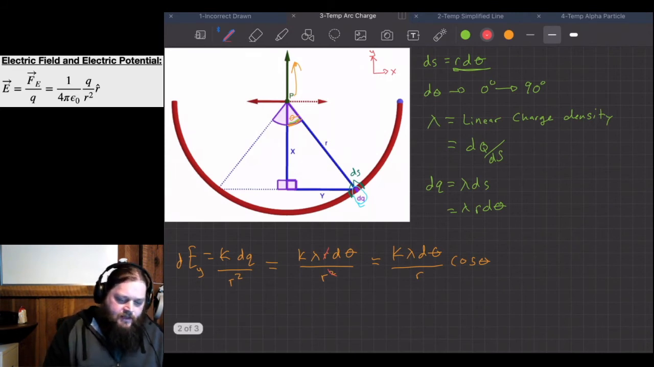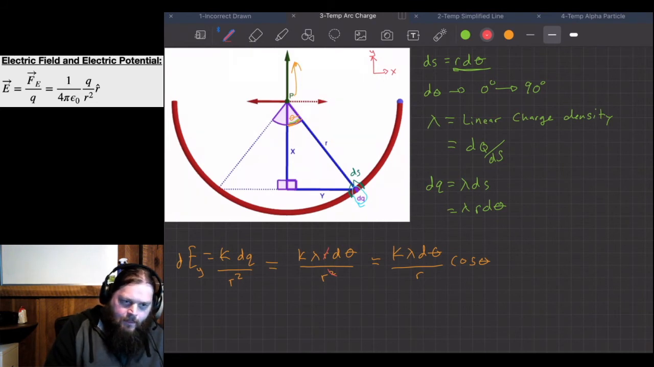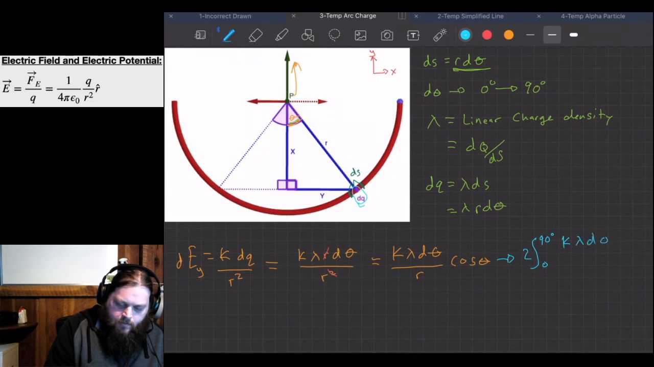So the nice thing about this is when we integrate, I'm going to use a nice blue color. I could integrate from 0 to 90, and it's only taking half that semicircle, but I can multiply that by 2, do my k lambda over r.